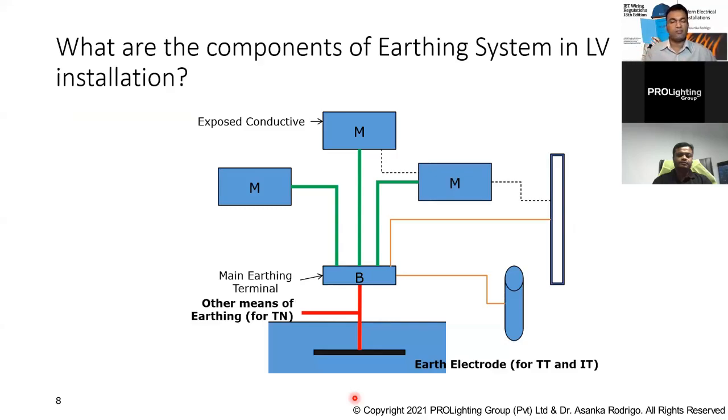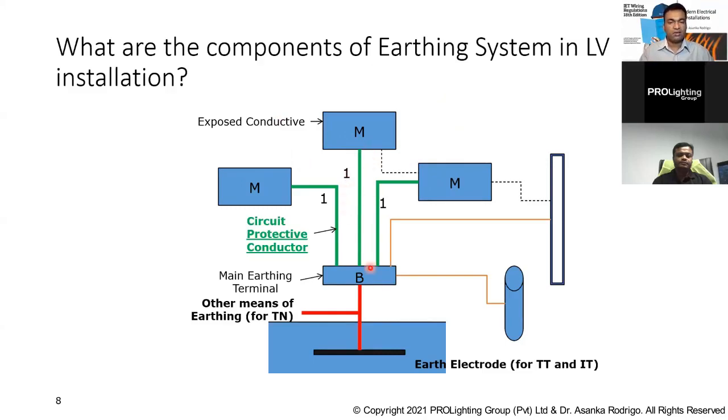Now I'll explain that. When you look at the electrical installation, we have electrical equipment, and the conductor running from the main earth terminal to these types of electrical equipment is what we call a circuit protective conductor. The M which I am denoting here is all electrical equipment that may have exposed conductive parts, where any person can touch.